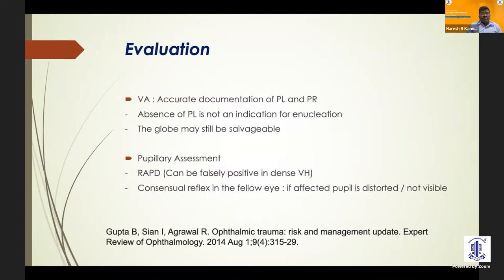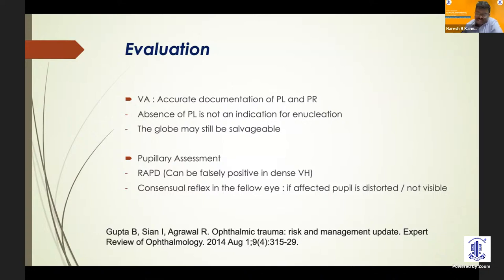When you have to evaluate the vision accurately, the projection of rays as well as the perception of light is important. Absence of PL is not at all a contraindication, nor is it an indication for enucleation. I'll show you in one of the cases what has happened, because even in the absence of PL, the globe is still salvageable. Please don't go for urgent enucleation in these cases.